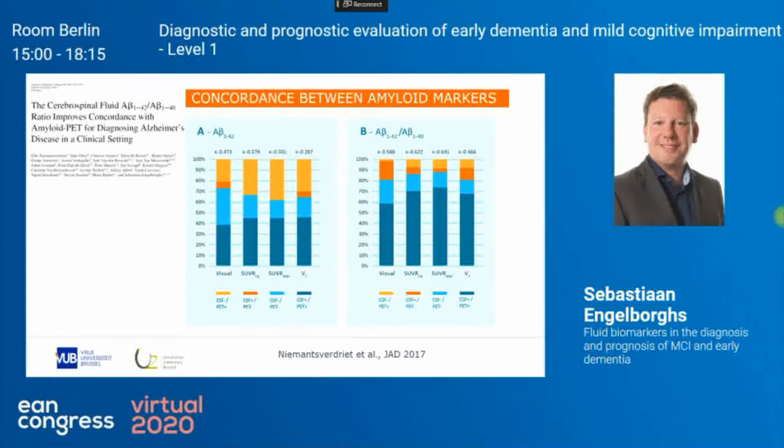This is also depicted here. At the left side, you see the use of A-beta 42 alone. Right here, this is the ratio that has been used. The blue bars show you the subjects in which the findings of the CSF biomarkers, or the CSF A-beta measurements, were concordant with amyloid PET. And you see that the concordance significantly increases when the ratio is used as compared to A-beta 42 alone.